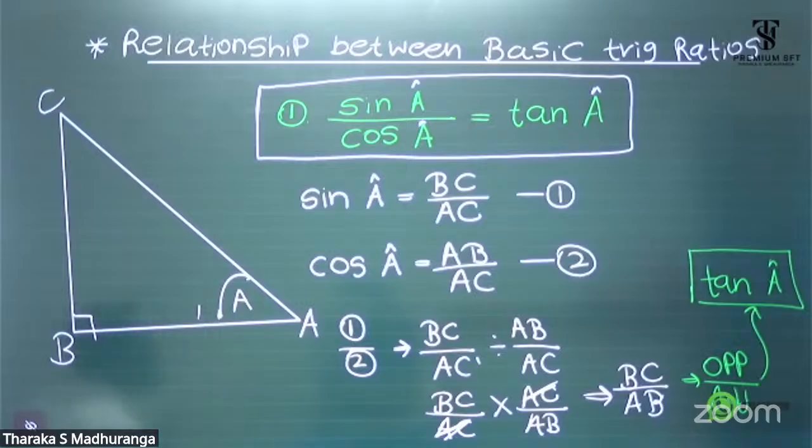Okay, therefore, this is a true relationship. If you think of only one angle, a sine ratio divided by the cos ratio is equal to the tan ratio. Sin A over cos A equals tan A.